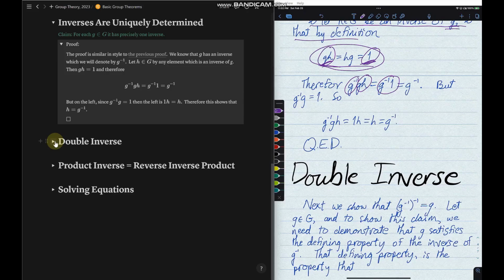And on the other hand, this part here, g inverse 1, clearly, just by the definition of the identity, is equal to g inverse. But also over here, g inverse g, that's the same thing as 1. So these two elements cancel, leaving 1h, which is to say h. And we also already observed that the whole thing is equal to g inverse. So we have that h equals g inverse. QED.